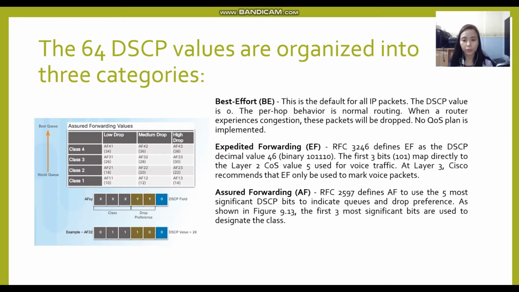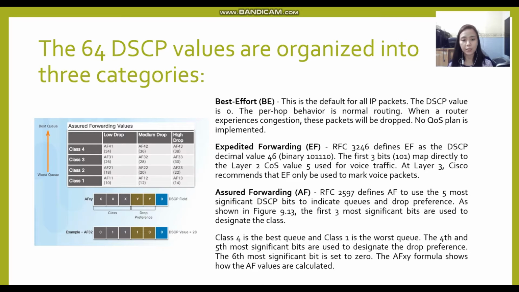Assured forwarding or AF. RFC 2597 defines AF to use the 5 most significant DSCP bits to indicate queue and drop preferences, as shown in figure 9.13 on the left side. The 3 most significant bits are used to designate the class. Class 4 is the best queue and class 1 is the worst queue. The 4th and 5th most significant bits are used to designate the drop preference. The 6th most significant bit is set to 0.